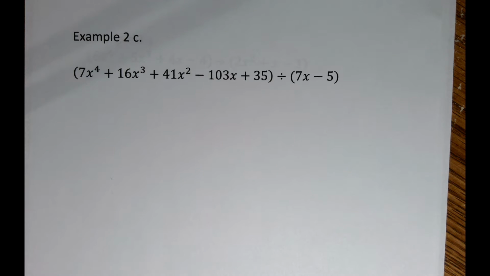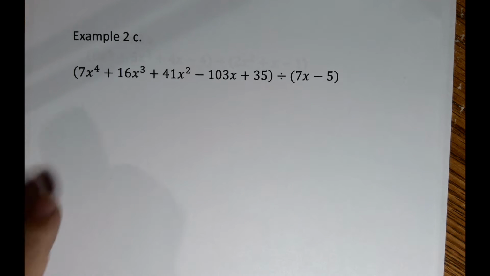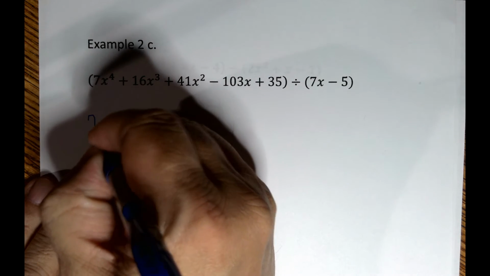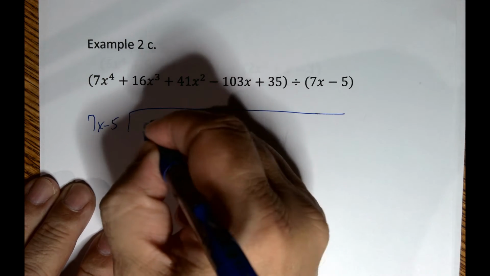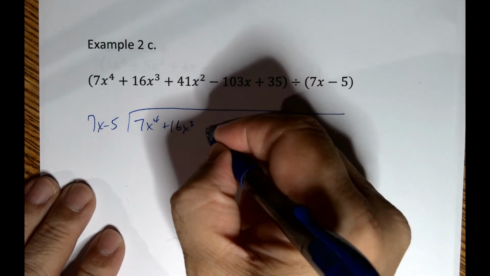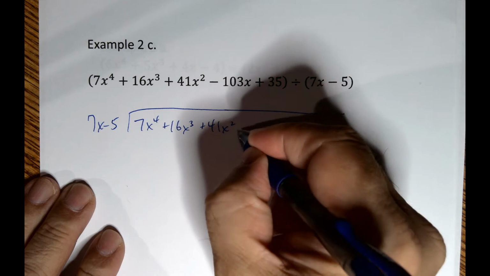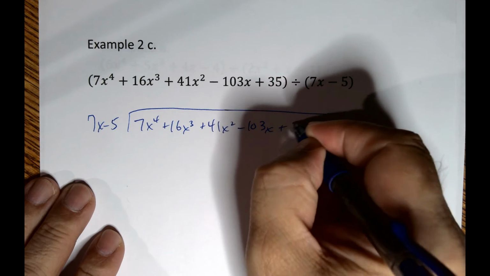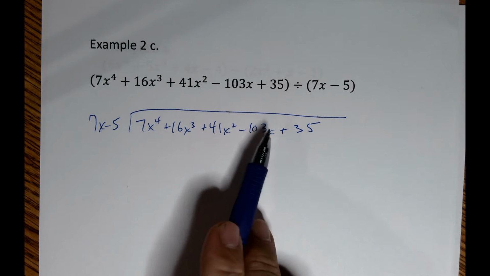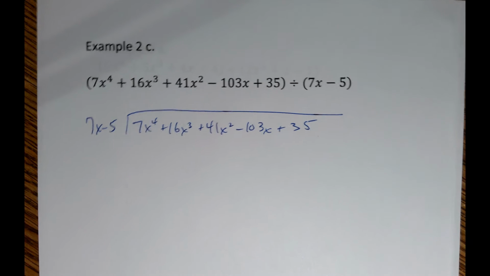This is probably taking me about 5 minutes. If you want to jump ahead, that's fine. You should already know how to do this one, but I'm going to put this here for the sake of completeness. Okay, so remember, you're going to divide, so it's 7x minus 5 into 7x to the 4th plus 16x cubed plus 41x squared minus 103x plus 35. And I forgot to check if there's any missing terms. 4, 3, 2, 1, none. Okay, there are no missing terms, so I'm good in shape.